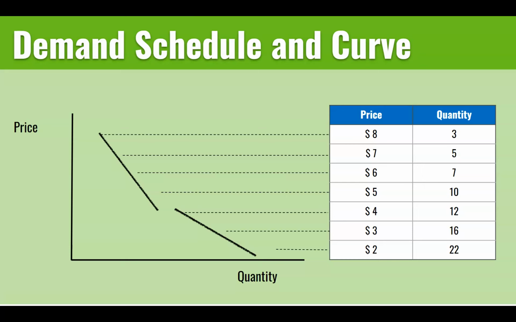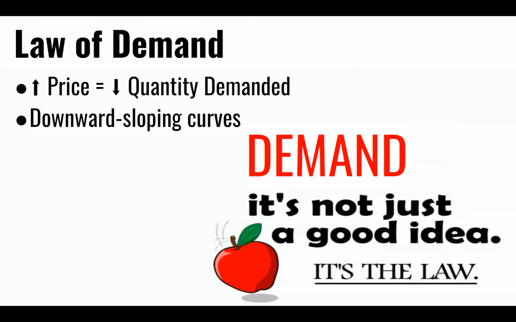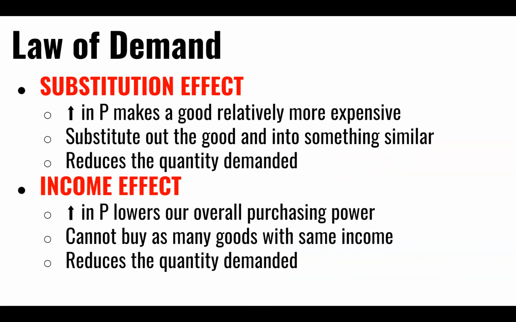And that curve is downward sloping, as we said. That downward slope is the basis of what we call the law of demand, that when the price rises, the quantity demanded decreases. Now, the law of demand is played out in two different effects: the substitution effect and the income effect. The reason the demand curve is downward sloping is because these two things are happening at the same time.